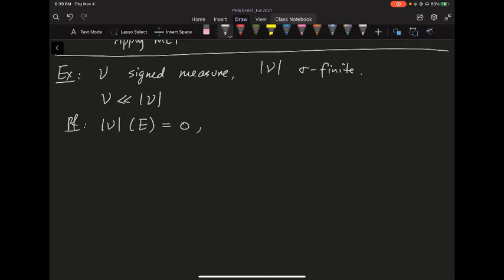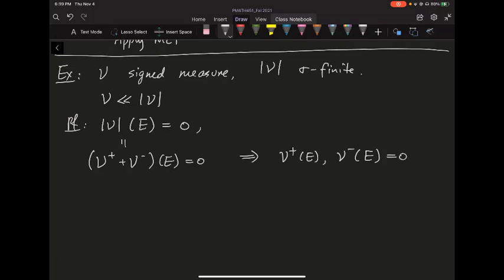If that is equal to 0, recall the absolute value is basically what you get from the Jordan decomposition. You have a positive part and a negative part, and you sum them up to get the absolute value, so that's going to be 0. That simply implies, because the positive part and the negative part are both positive measures, that nu plus of E and nu minus of E are both equal to 0.